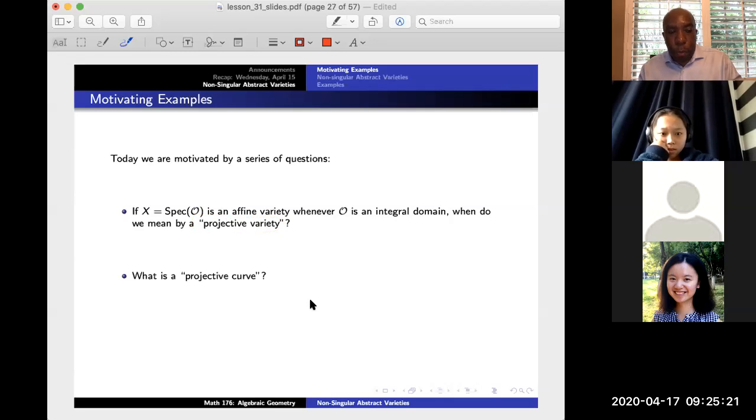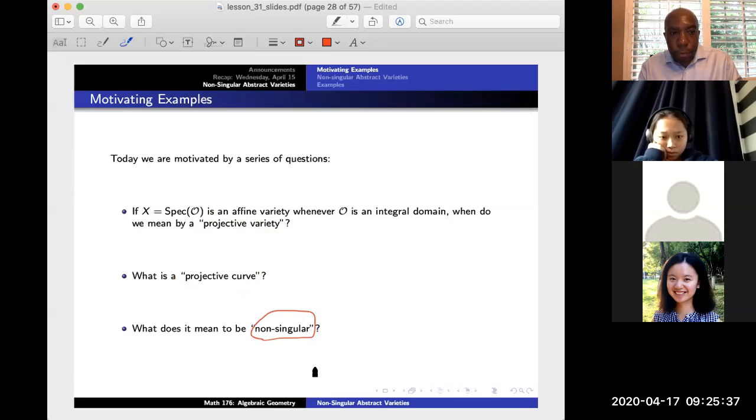Number two, what do we actually mean by a projective curve? In some sense, we even have to define what a curve is, but we don't even really know what a projective curve is. And number three, what does it mean for all of this to be non-singular? So far, we've really only talked about varieties, but we definitely haven't talked about non-singular varieties. So the goal for the day is to introduce what we mean by non-singular.